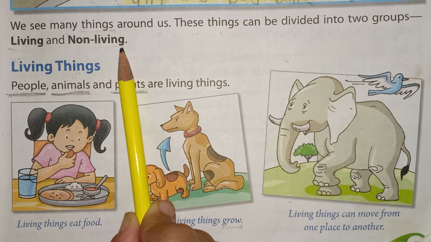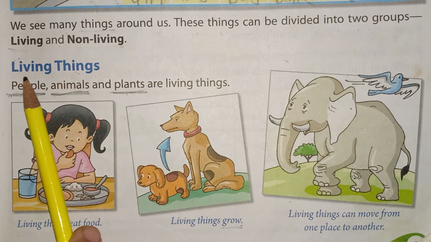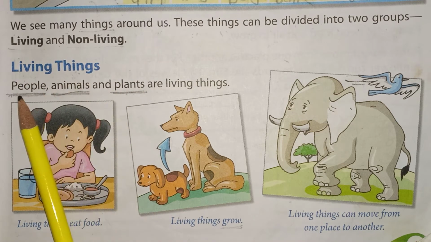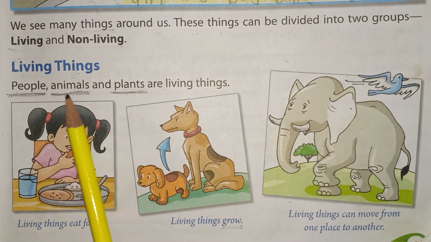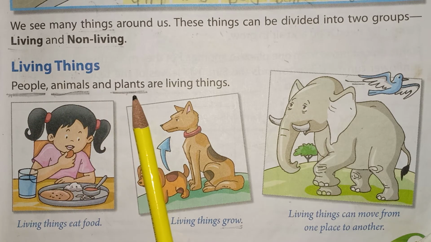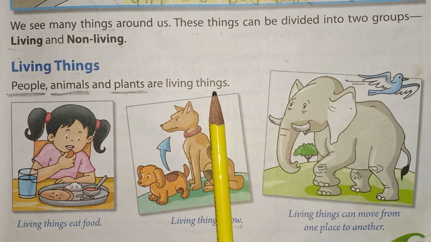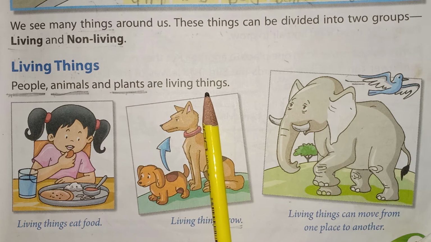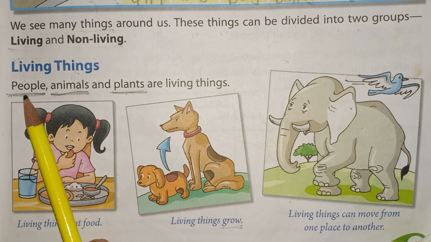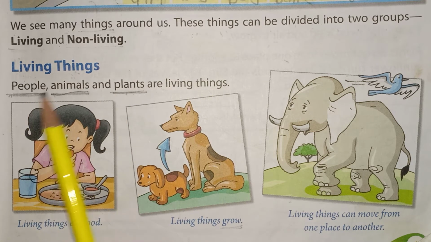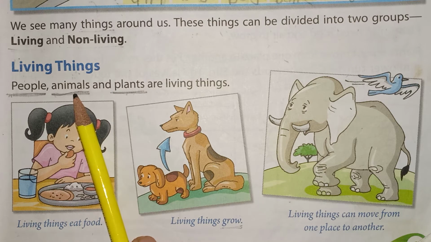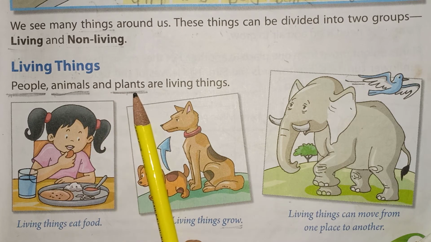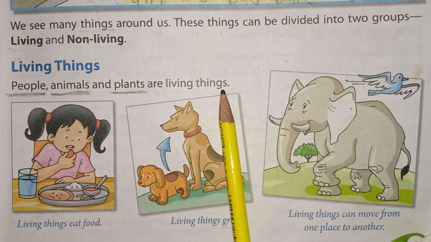Now let's see what are living things and what are non-living things. First we will learn living things. People, animals and plants are living things. See, they have given the example. Who is living? People, all the human beings, all the animals, dog, cat, tiger, parrot, all these are animals, and all plants, all they are living things.